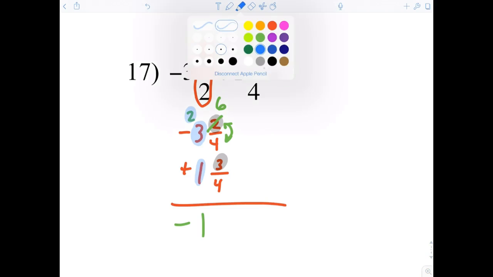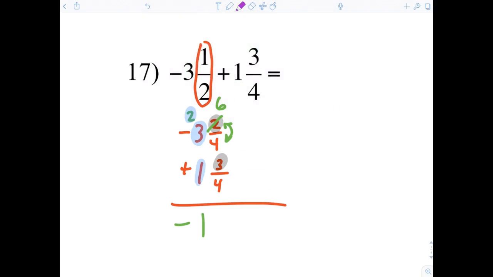And we have 6 minus 3, which is what? 3/4. I'm happy with that. I would like you to put a star by that one and make sure you're reviewing the borrowing problems. All right? Now let's take a look at 18.